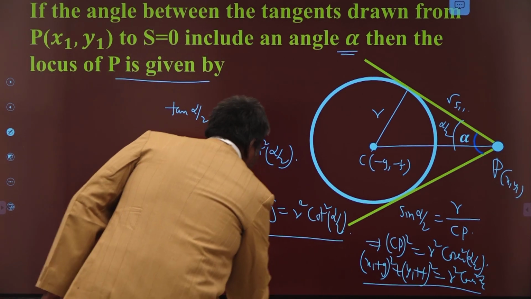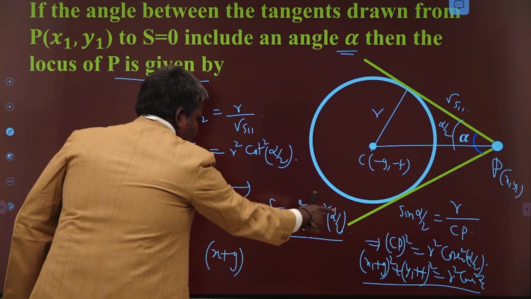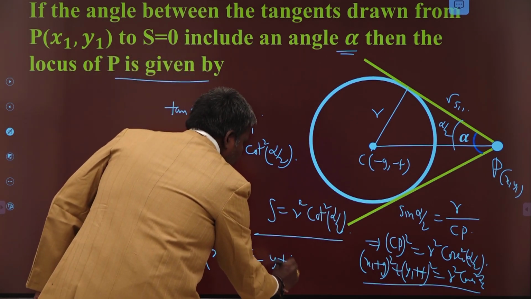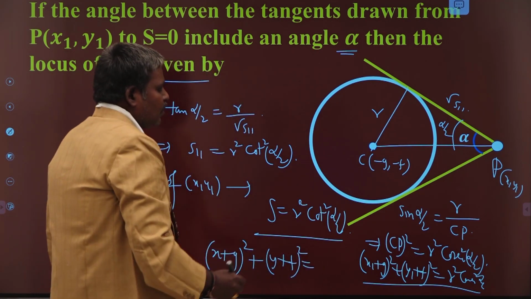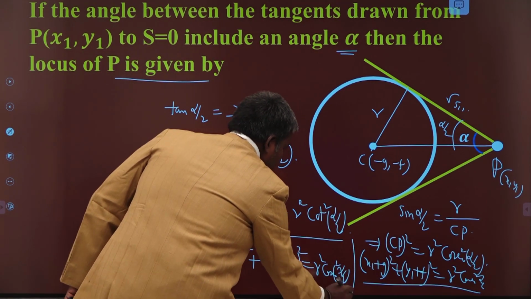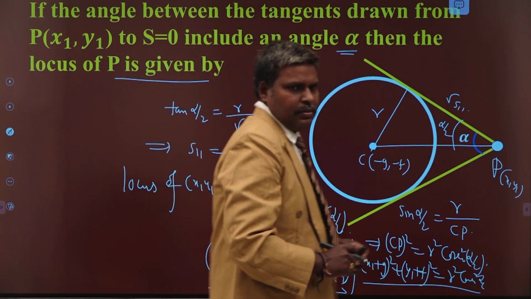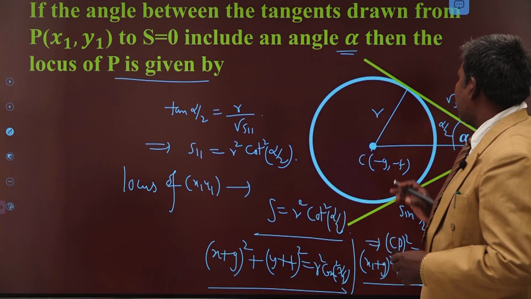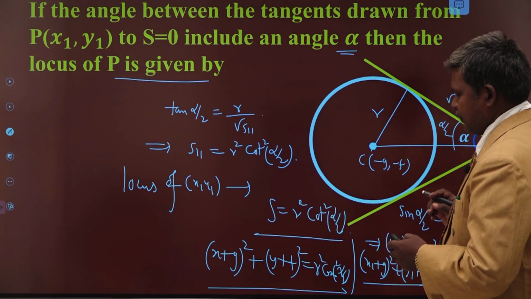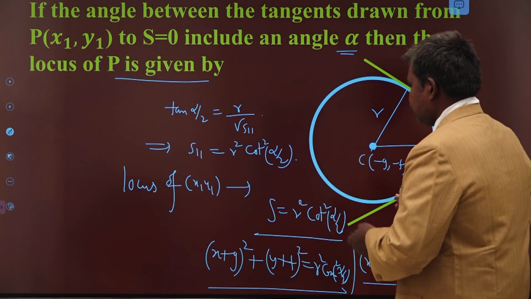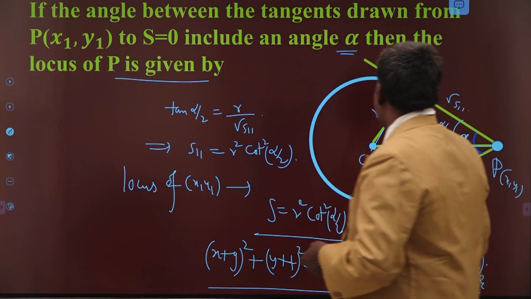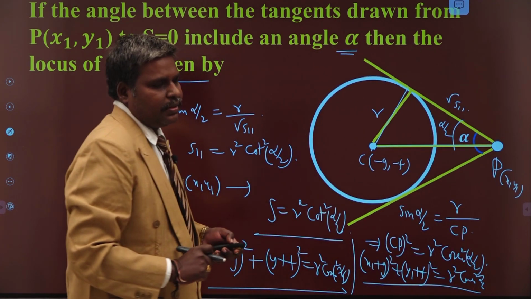So the required locus is what now? This is the other way of expressing it: x plus g whole square plus y plus f whole square is equal to r square times cosecant square alpha by 2. Understand? This is the way. So this is the locus of point of intersection of tangents whose angle between them is alpha. This is the radius. This is the line joining C and P.